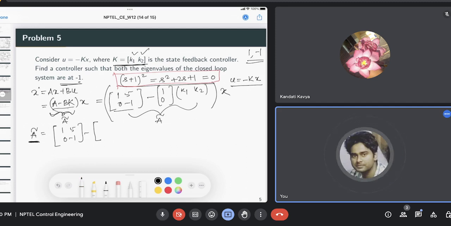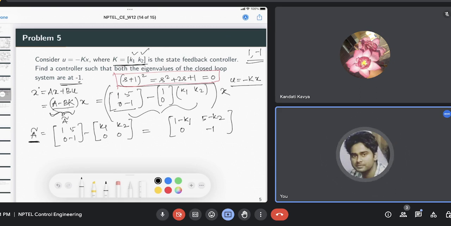So we just substitute A and K. This is [1 5; 0 -1] minus [1; 0] times [k1 k2], which gives [k1 k2; 0 0]. Then this A tilde is [1 minus k1, 5 minus k2; 0, -1]. So this is the A tilde matrix.